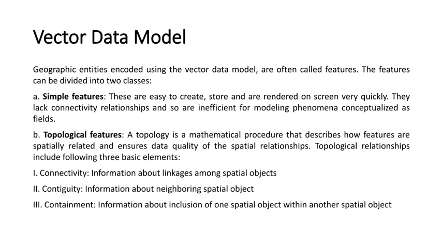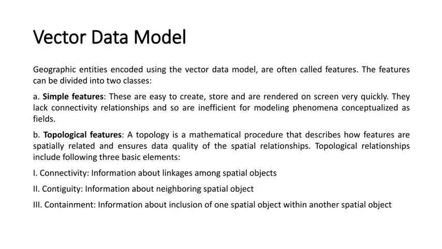So we prefer topological features. So what does topology mean? It is a mathematical procedure that describes how the features are spatially related, and it ensures data quality of the spatial relationships. Topological relationships include the following three basic elements.